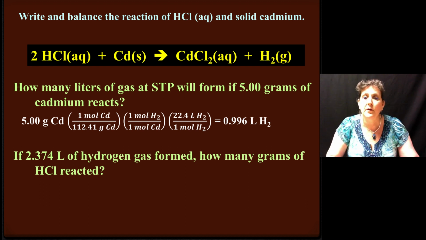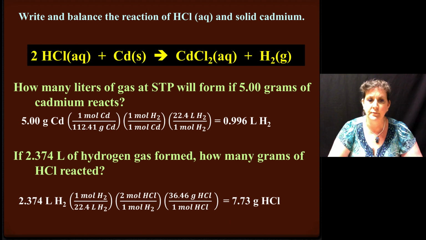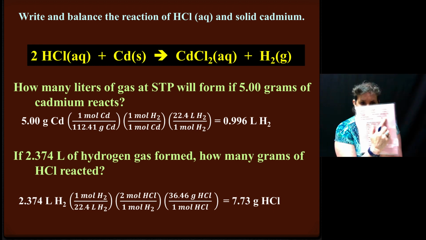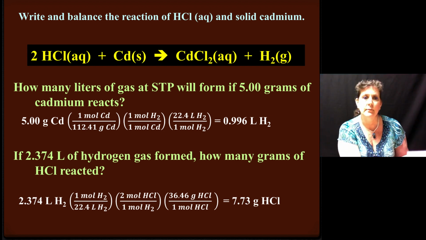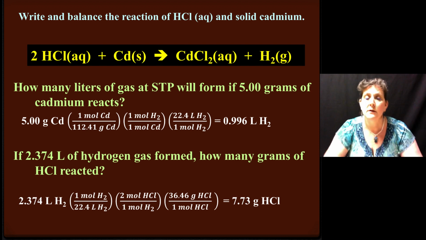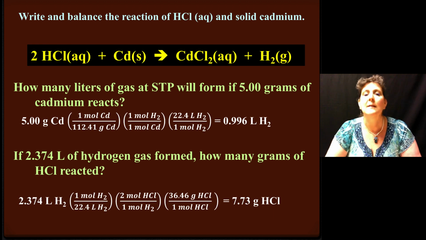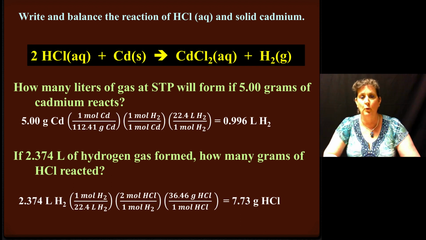All right, I hope you were able to work this one out. You start with 2.374 liters of hydrogen gas. There's our answer. We need to go from liters of gas to moles. Again, on the back of our periodic table, it tells us there's 22.4 liters in a mole of gas at STP. So our first step is 1 mole of hydrogen over 22.4 liters of hydrogen. Liters of hydrogen cancel, we got moles. Now that we have moles, we can do our mole ratio, which is all about stoichiometry. That's what we're supposed to be doing with stoichiometry, is mole ratios.